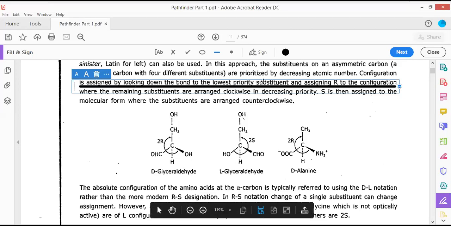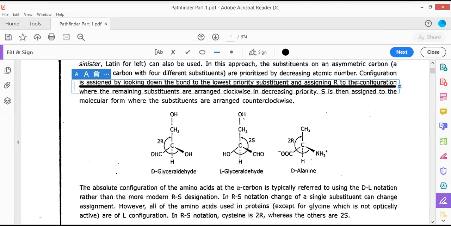Okay, so the majority of the amino acids will exhibit the R configuration, while some such as serine exhibit the S configuration.